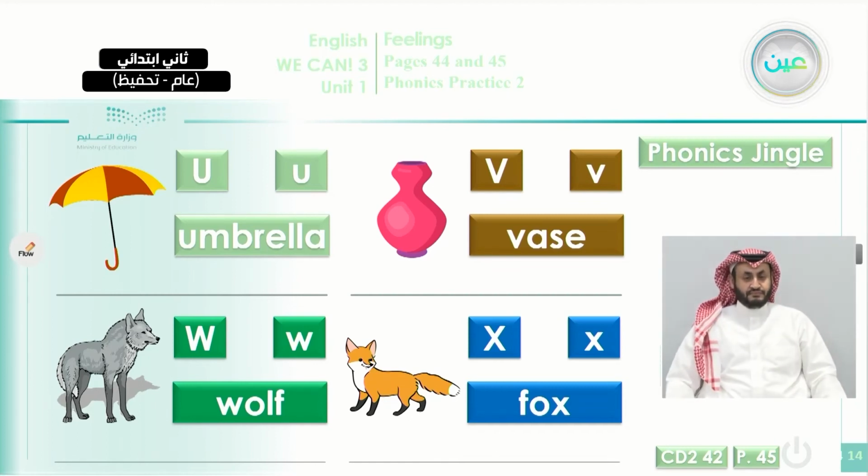U says umbrella. V says vase. W says wolf. X says fox.